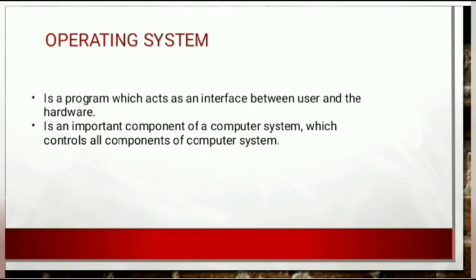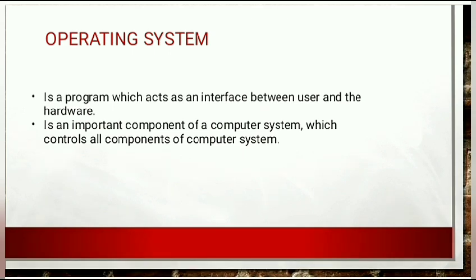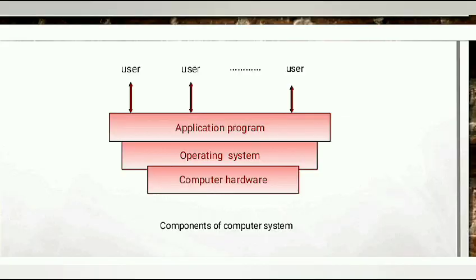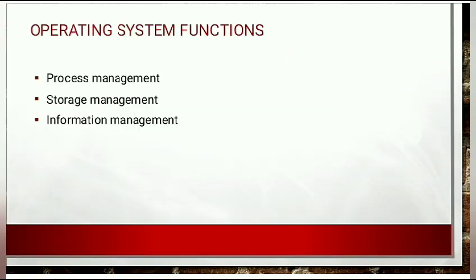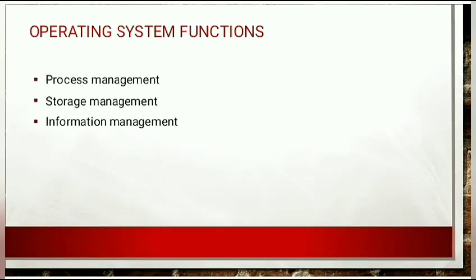Operating system is a program which acts as an interface between user as well as hardware. Here you can see components of a computer system which consist of computer hardware, operating system, application program and users. Functions of operating system are process management, storage management and information management.